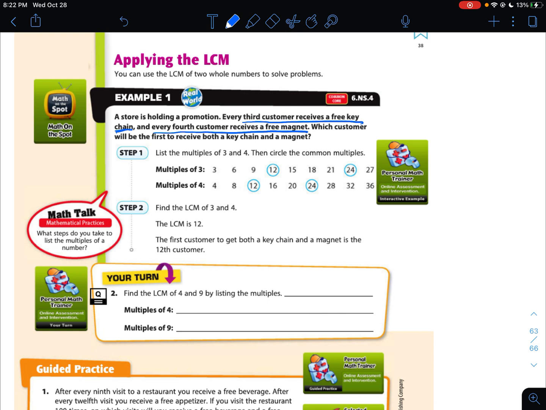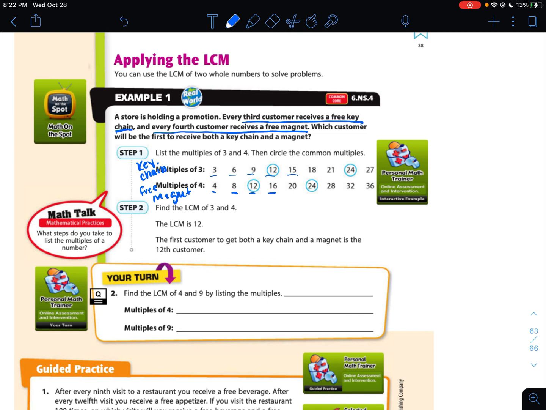So they went and listed the multiples of 3 and 4 because every third customer gets a free keychain. So the multiples of 3 would give you all of the customers that are getting a keychain. The third customer, the sixth customer, the 9th, the 12th, the 15th. So all those multiples of 3 are telling you which numbered customer is getting that free keychain. And then same thing for the multiples of 4. That's the free magnet. The 4th customer, the 8th customer, the 12th customer, the 16th customer. Those are all the numbered customers that are getting the free magnet.